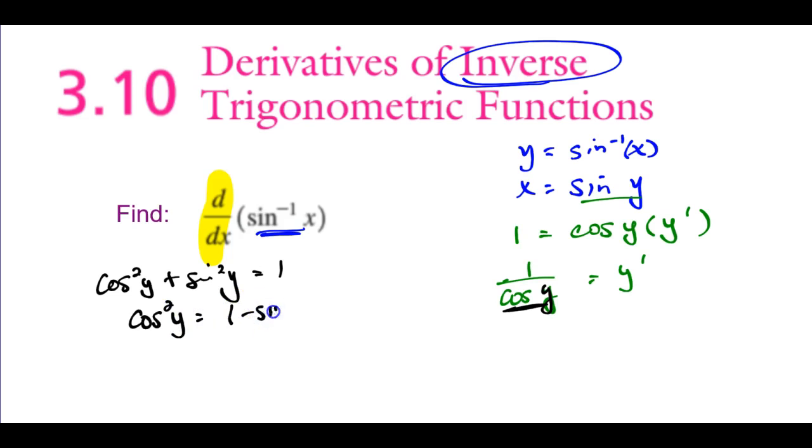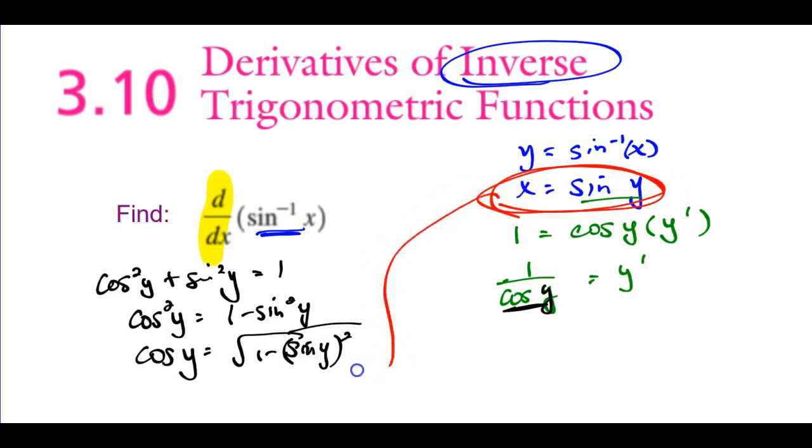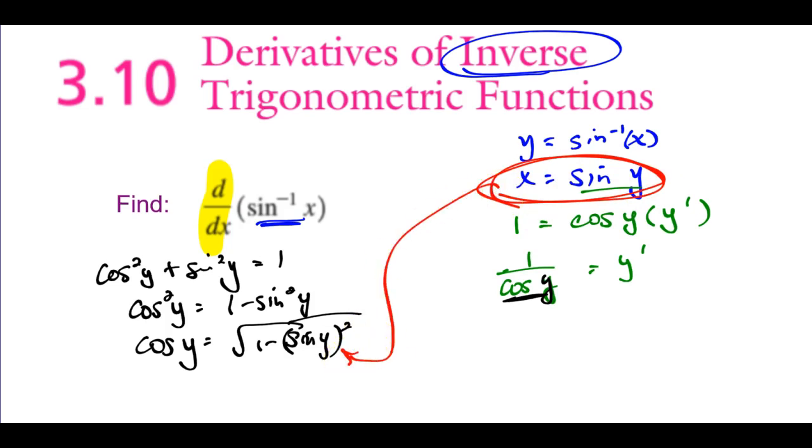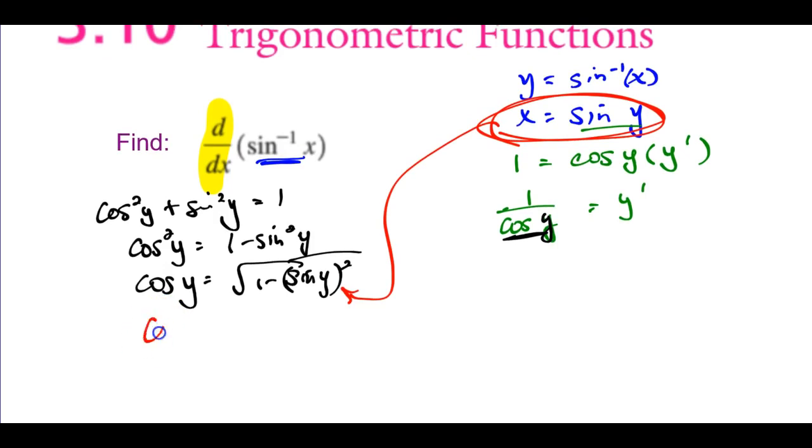Taking the square root of both sides, I'll get the square root of 1 minus sine y quantity squared. And right here is a nice definition that I can do some substitution in terms of x and get a nice definition for the cosine of y. The cosine of y is really the square root of 1 minus, well, sine y is x, so I'll write it as x squared. So I'll rewrite this as 1 over the square root of 1 minus x squared for my first look at the derivative.